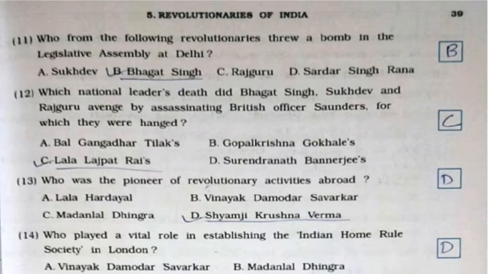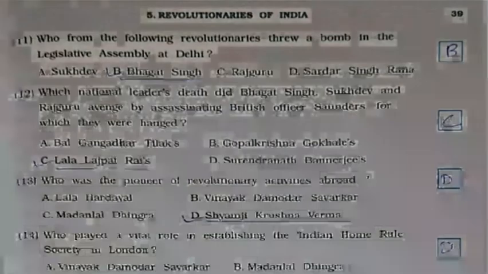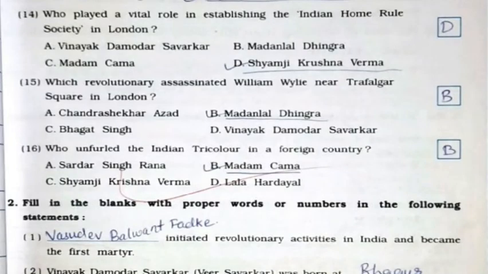12th, which national leader's death did Bhagat Singh, Sukhdev and Rajguru avenge by assassinating British officer Saunders, for which they were hanged? It's option number C, Lala Lajpat Roy's. 13th, who was the pioneer of revolutionary activities abroad? It's option number D, Shyamji Krishna Varma. 14th, who played a vital role in establishing the Indian Home Rule Society in London? It's option number D, Shyamji Krishna Varma.